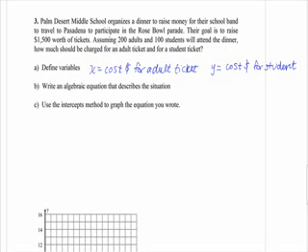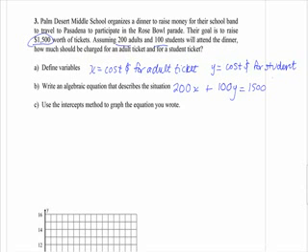So now we know that we're assuming 200 adults will come and that 100 students will come. And we want to generate $1,500 from this event. How can I write an equation that will describe the situation? Logan. Perfect. 200x plus 100y will hopefully get us $1,500.